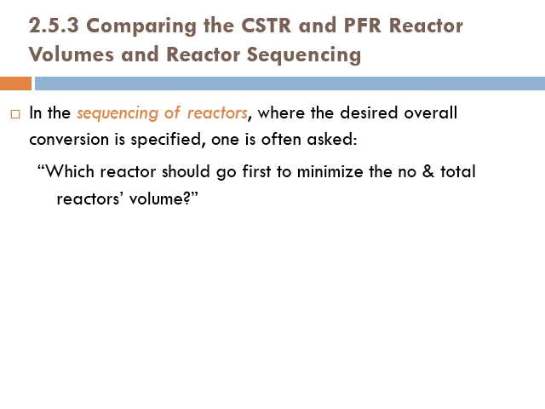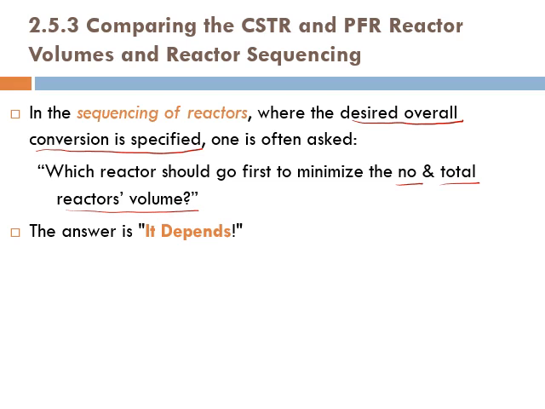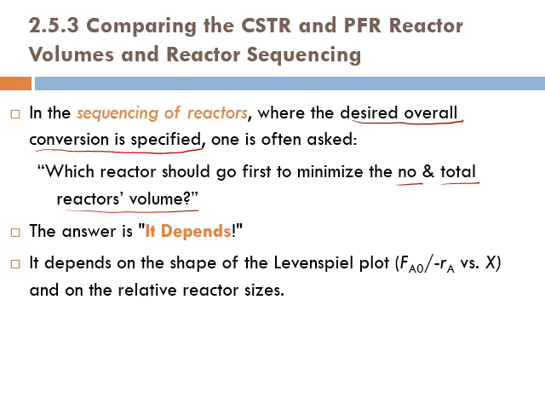Right. In the sequencing of reactors, where the desired overall conversion is specified, 0.65 for instance, one is often asked, which reactor should go first to minimize the number and total reactor volume? The answer is, it depends. It depends on the kinetics and the sequence. It depends on the shape of the Liquid-Phase plot and the relative reactor sizes.